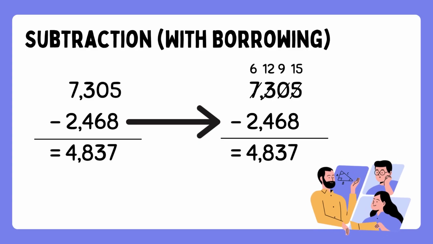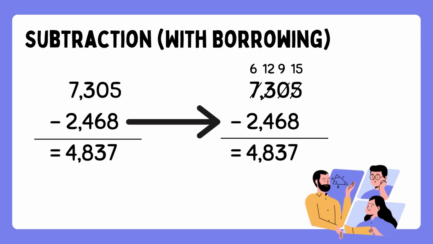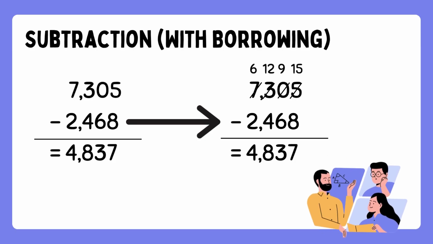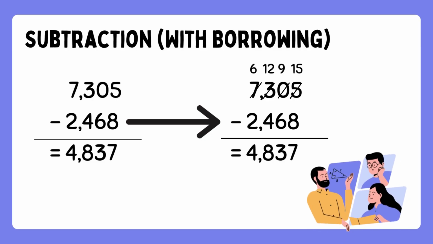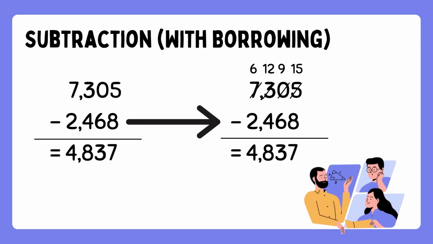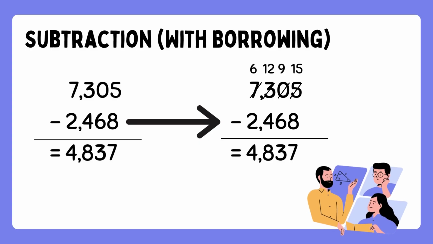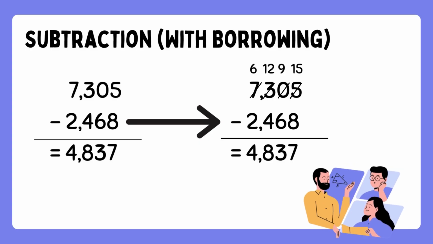We take 1 ten, that's 10 ones, and give it to the ones place. The tens place goes from 10 to 9, and the ones place goes from 5 to 15. Now we can subtract: 15 minus 8 equals 7, 9 minus 6 equals 3.